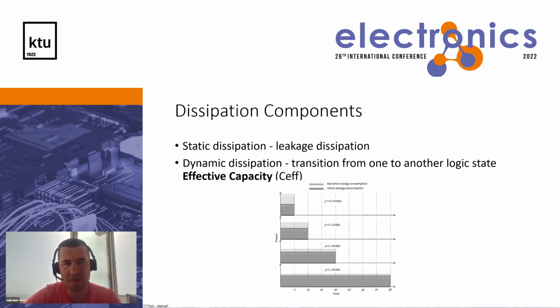First we have static dissipation, which comes from the leakage. And then we have the dynamic dissipation, which is much more interesting. That one results from transition from one logic state to another. And as you will see further on, we have identified effective capacity to quantify such dissipation. So effective capacity is quite a neat property of the system that you can use in the model to estimate your power dissipation at different frequencies, which is again quite neat because you can simply estimate and parameterize your model using it.